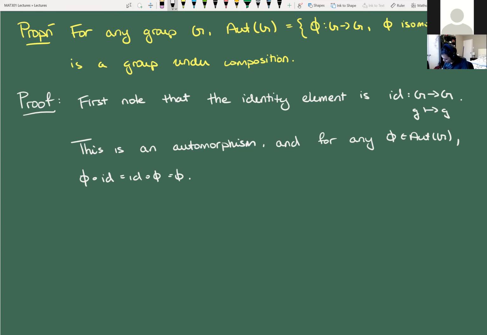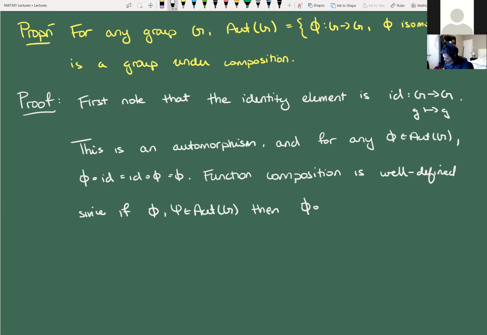Function composition is well defined, since if phi and psi are automorphisms, then phi composed with psi is an automorphism. I guess we didn't prove that the composition of isomorphisms is an isomorphism, but that proof is very easy. A good exercise, should be very, very quick. In fact, there's a one-line proof to it if you think about it. If I give you any two isomorphisms, but make sure their domains and codomains make sense so that you can actually compose them, their composition is also an isomorphism.